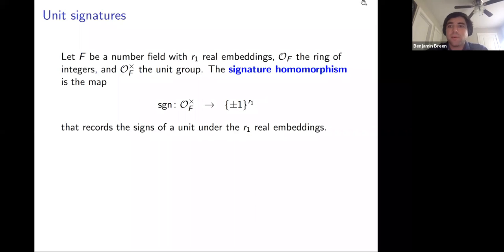So just a quick introduction to some of the ideas that I think about. We're going to take F to be a number field, and you can suppose that you have R1 real embeddings. We'll take OF to be the ring of integers and OF cross to be the unit group. And what you can do is define what's called a signature homomorphism. This is a map that takes a unit, and you think about embedding the unit into each of the real places of your number field, and just looking at whether that element is positive or negative under each of those embeddings. So you're taking a unit in your number field and mapping it into the real numbers in all the different ways, and recording whether it's positive or negative under each one of those real embeddings.